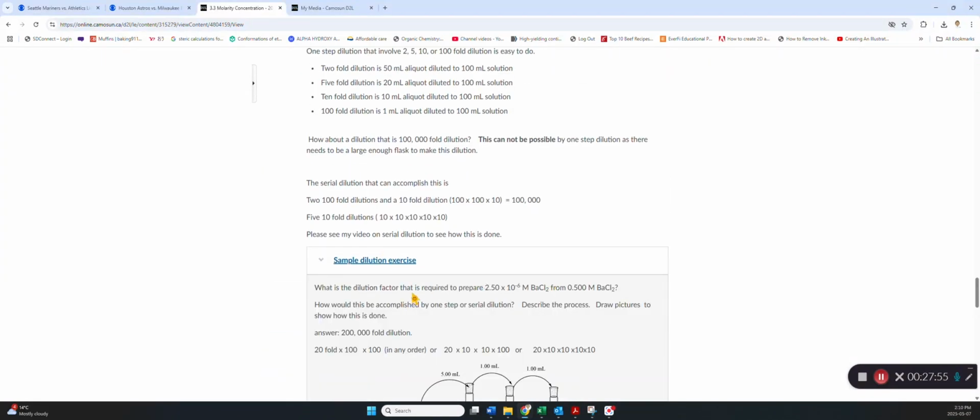Okay, here's a sample exercise on serial dilution. What is the dilution factor required to prepare 2.50 times 10 to the minus 6 moles per liter barium chloride from 0.500 moles per liter barium chloride? So you take the high concentration, divide by low concentration, you'll find that the dilution required is 200,000-fold dilution.